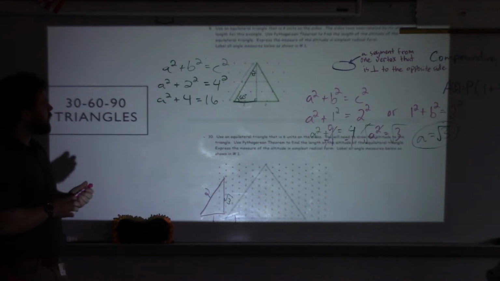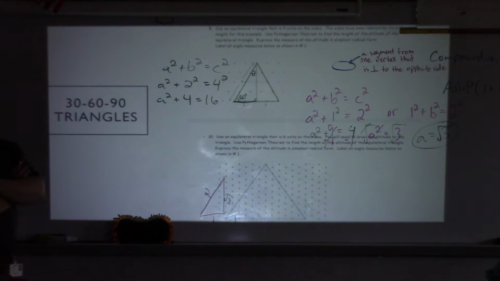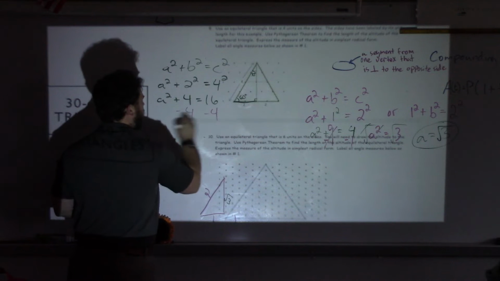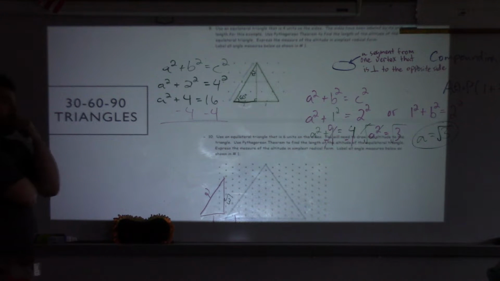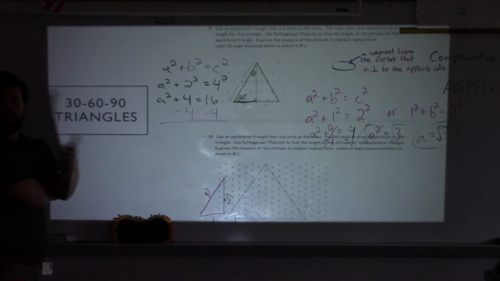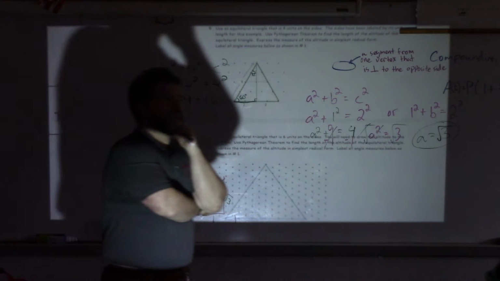Alright, Jordan, I haven't called on you yet today. What do you think we should do to this equation now? Minus 4 on both sides. Okay? Rose, why are we subtracting by 4 on both sides? Y'all, I asked Rose a question. I can't hear her, which I know means you can't hear her. Rose, why are we subtracting both sides by 4?